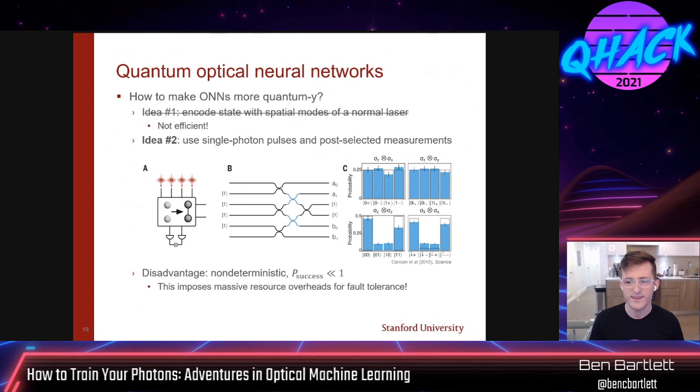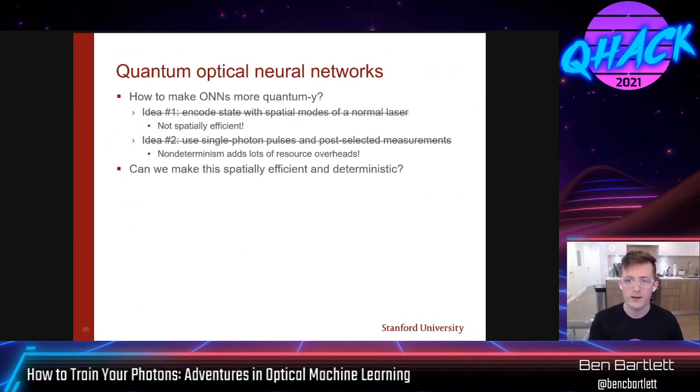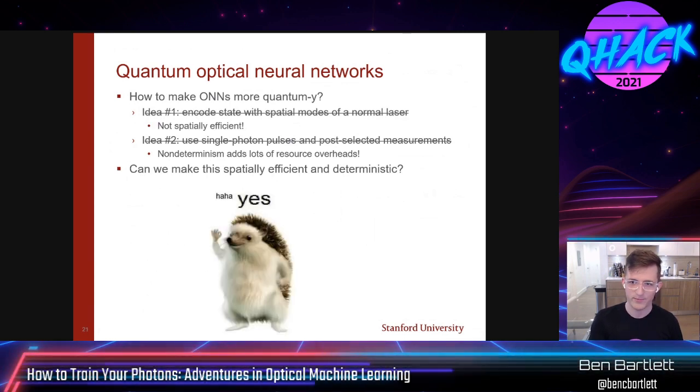This complicates the design of the chip by necessitating on-chip photon storage, and it imposes massive resource overheads if you want fault-tolerant operation. So is there a way that we can make our optical neural network implementation quantum-y while still making it spatially efficient and deterministic? And turns out the answer is yes.